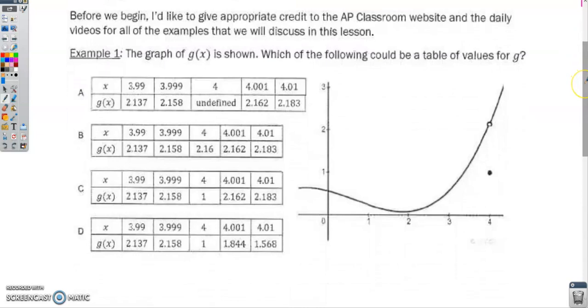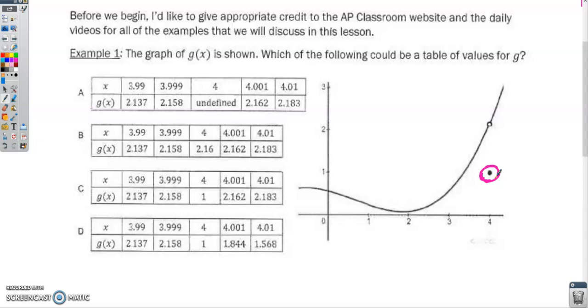So let's look at example 1. It says the graph of g of x is shown. Which of the following could be a table of values for g? Looking at this graph of g of x, I'm looking for characteristics that will help me understand which of these tables connects to this particular graph. One very important characteristic jumps off the page right away: this point right here, because that point falls out of line with everything else on the graph. It looks like that is the point where, when x is 4, g of x is equal to 1.